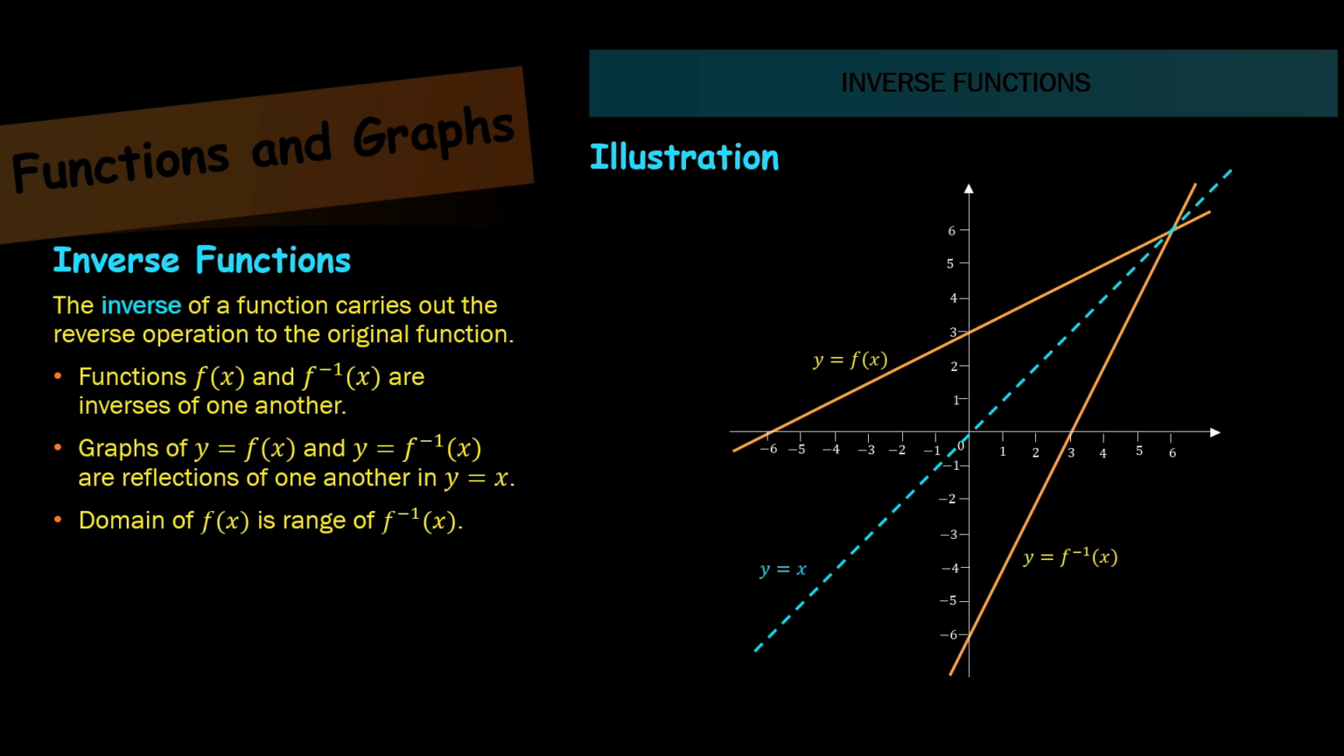So for example, as you can see on the graph, there is a point 0, 3 on the line y equals f of x. This is reversed in y equals f inverse of x. So the point 3, 0 is on the line y equals f inverse of x. And similarly for the point minus 6, 0, or equivalently 0, minus 6. The range of f of x is also the domain of f inverse of x.